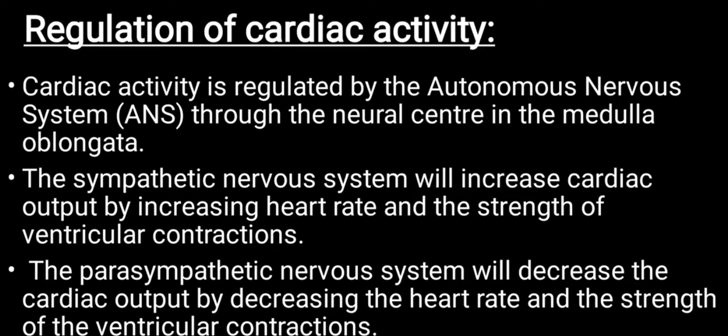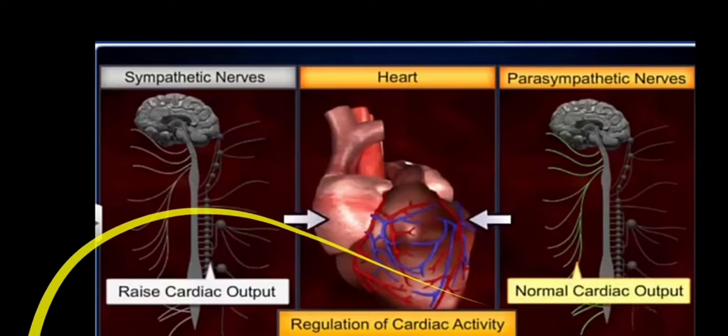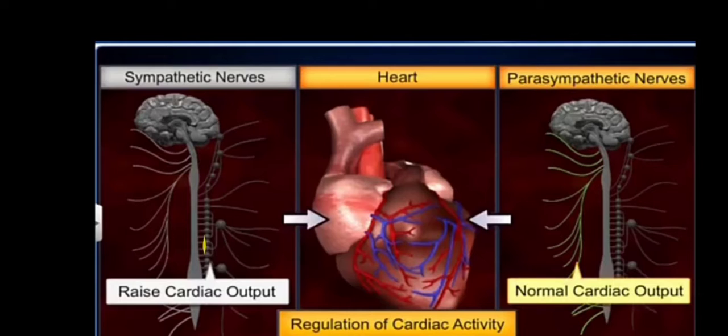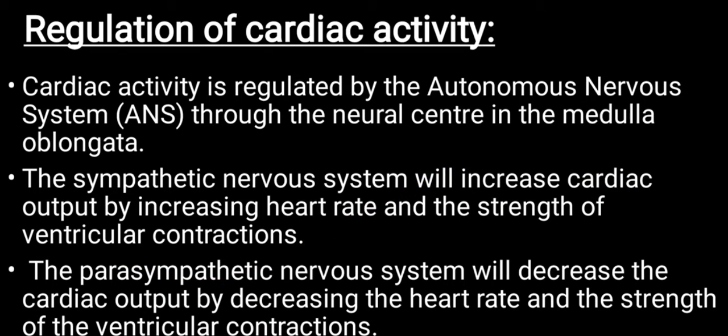The ANS or the autonomous nervous system is again divided into two: the sympathetic nerves and the parasympathetic nerves. The sympathetic nerves help to increase an activity, whereas the parasympathetic nerves act antagonistic or opposite to the sympathetic nerves. So let us understand how the ANS helps in regulating the cardiac activity.